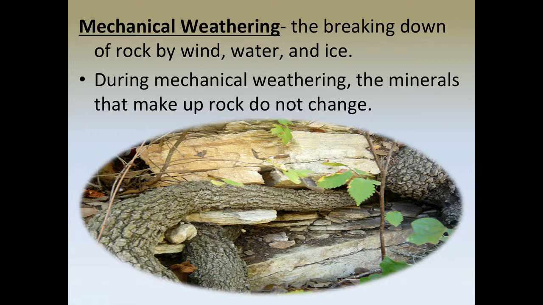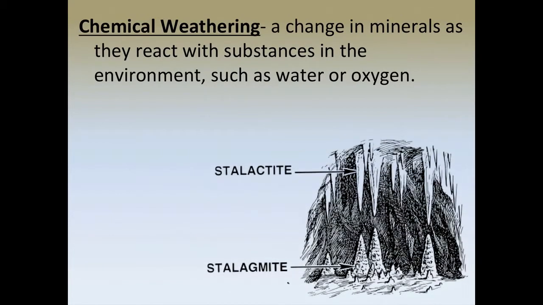During mechanical weathering, the minerals, the rock itself, doesn't change. The makeup of the rock doesn't change, only the size. It's just broken down. It's smaller. It's not chemical. However, let's get to chemical weathering: a change in minerals as they react with substances or things in the environment, such as water or oxygen.